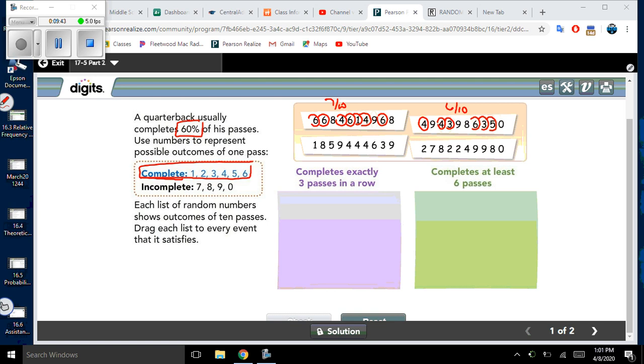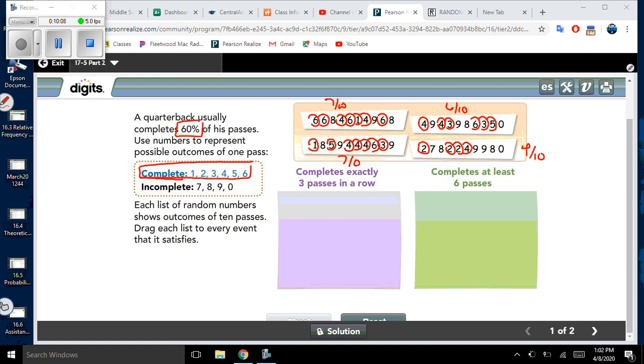We have a 1 is complete, 5 is complete, 4 is complete, 4, 4, 3, and 6. So in this one we also have 7 out of 10. And on my last one, 2 is complete, 4s are complete, and that looks to be it. So this one is 4 out of 10.